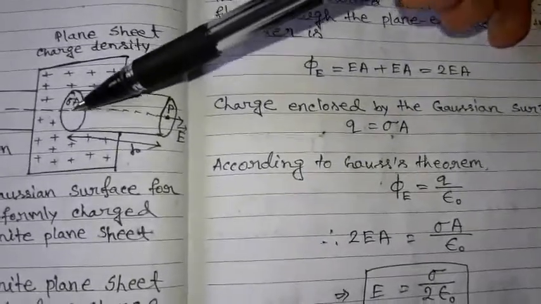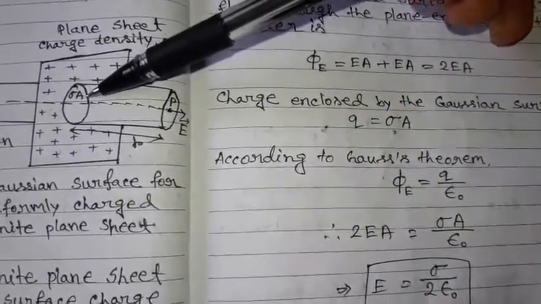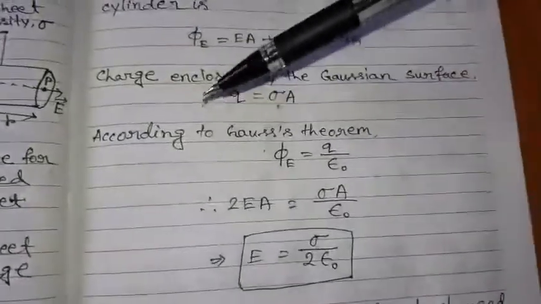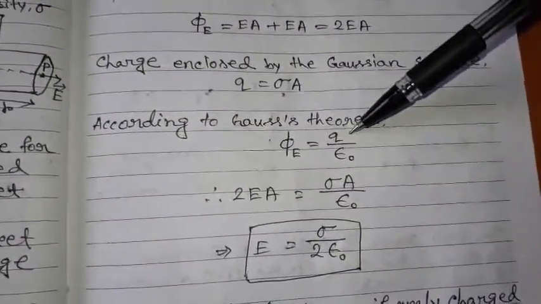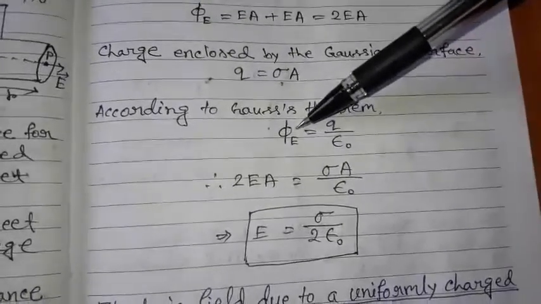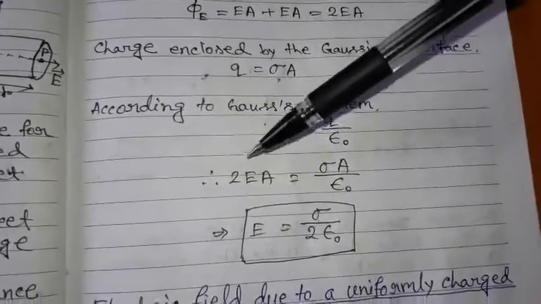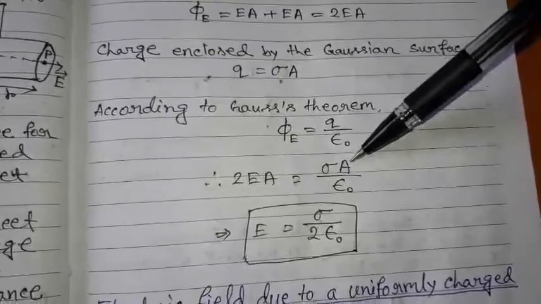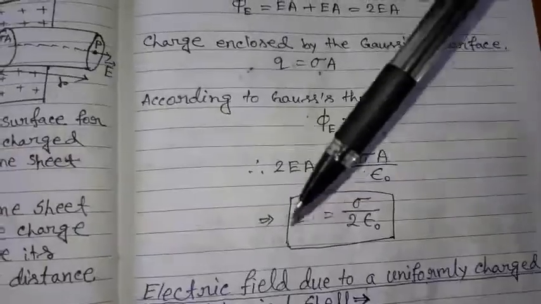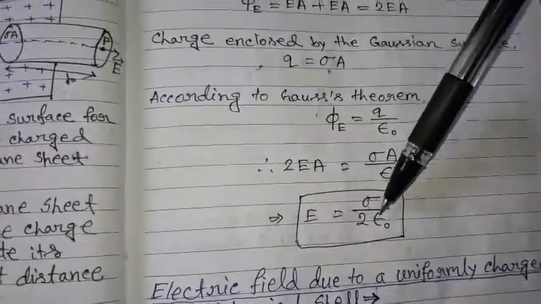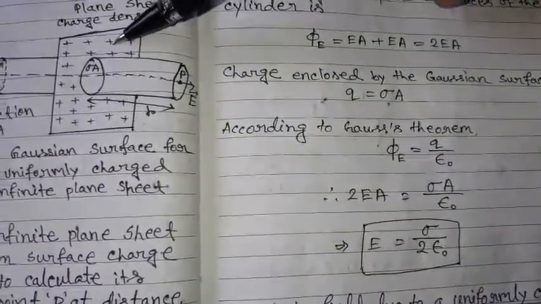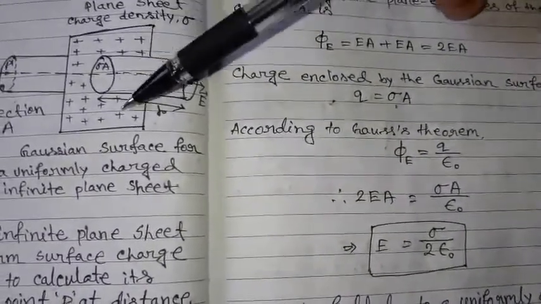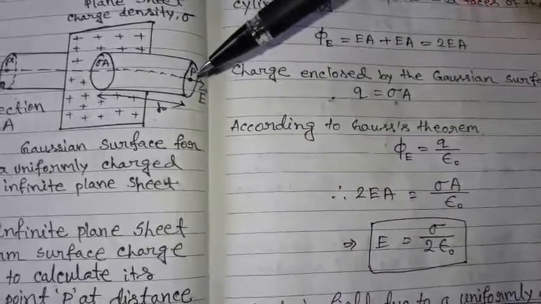Here sigma is the surface charge density and A is the cross section area. According to Gauss's theorem, phi e equal to q by epsilon naught. Phi is 2Ea. So 2Ea equal to sigma A by epsilon naught. So E equal to sigma by twice epsilon naught is the electric field due to uniformly charged infinite plane sheet at a distance r from the sheet.